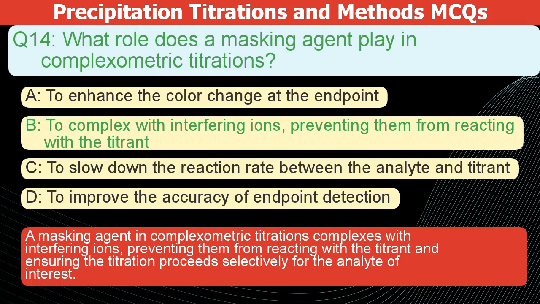The correct answer is B. A masking agent in complexometric titrations complexes with interfering ions, preventing them from reacting with the titrant, and ensuring the titration proceeds selectively for the analyte of interest.